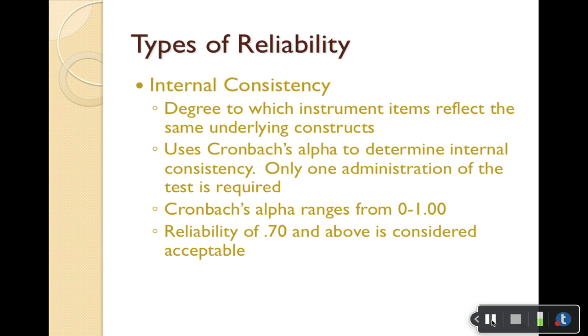Our Cronbach's alpha will range from 0 to 1.0, and generally the closer it is to 1, the better the reliability. A good rule of thumb is that a reliability of 0.7 and above is considered acceptable. 0.8 is really good. 0.9 is really, really good. Anything below 0.7, or even below 0.6, starts to get questionable.